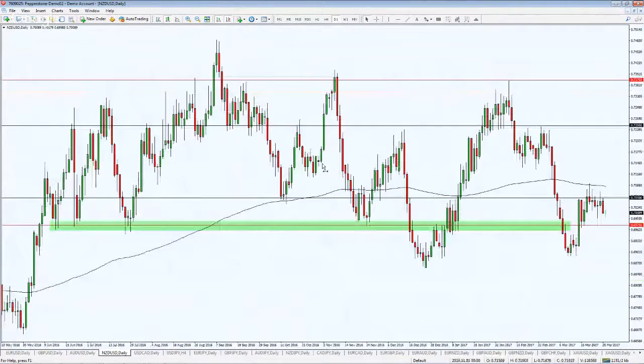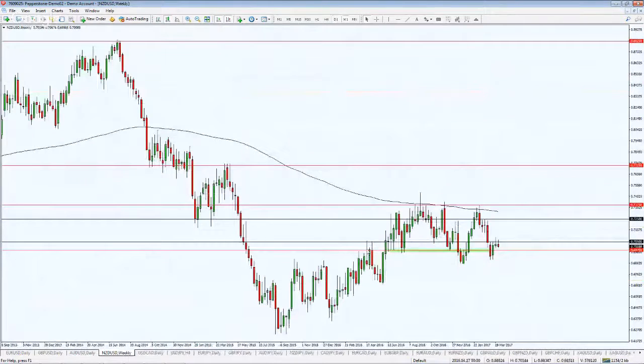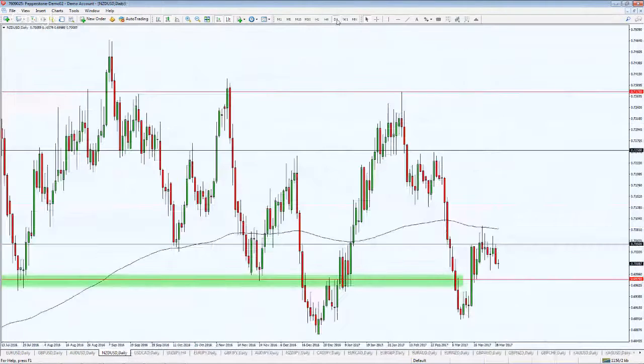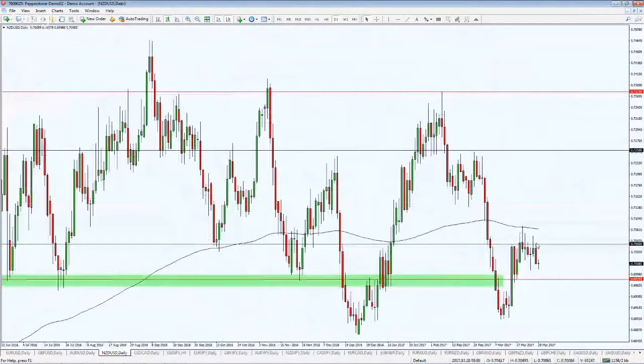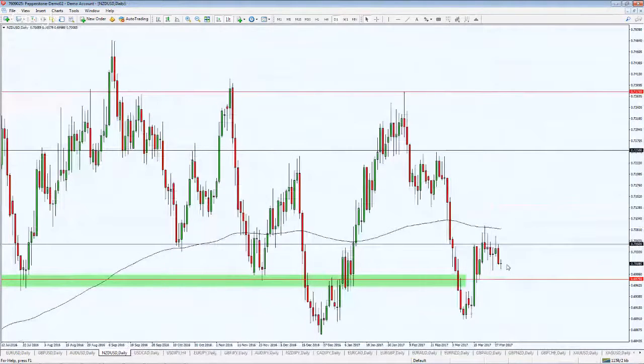If you look at the weekly, pretty much it's being supported by this level of support on the weekly time frame. Okay, so the daily, you can see that price is just still consolidating. Whether they go up or down, it's pretty much anyone's guess.